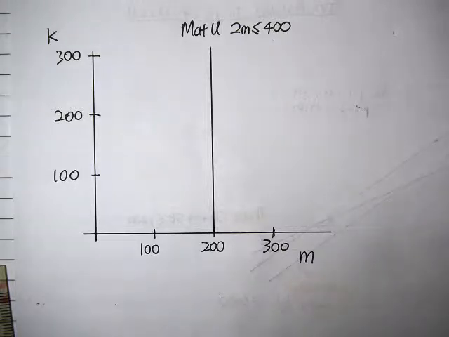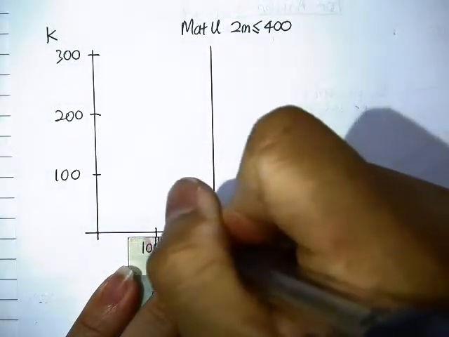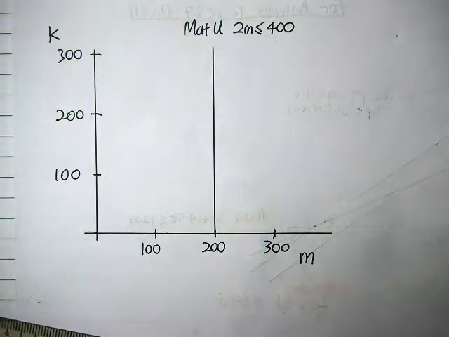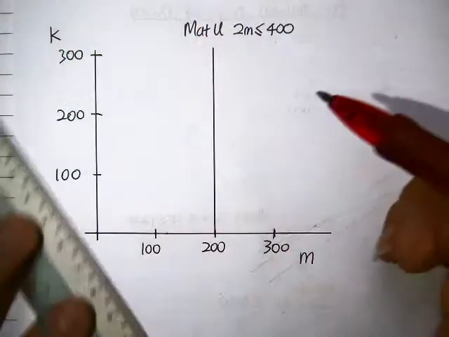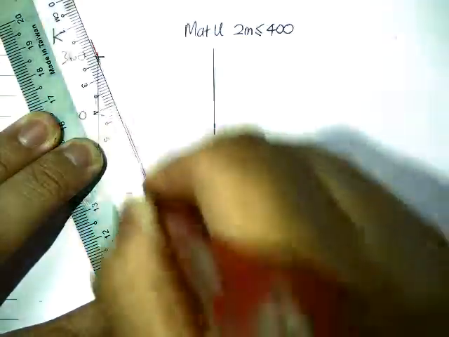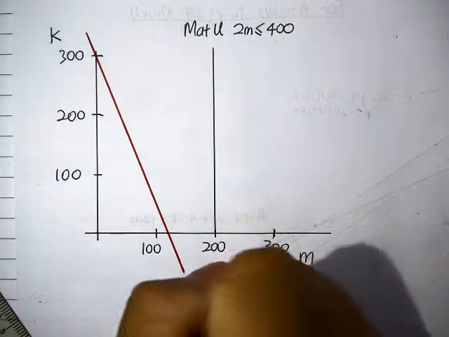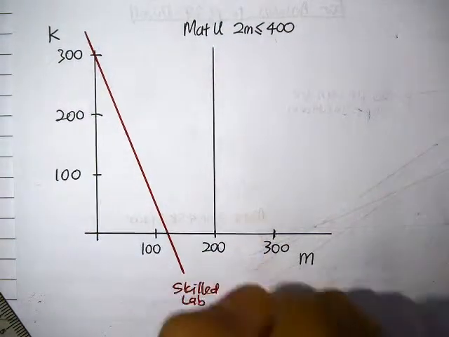So followed by skilled labor. So K is 300 and M is 120. So 20 will be 0.4 cm, okay? So 20.4, that's 120. 300, 120. So that's your skilled labor.